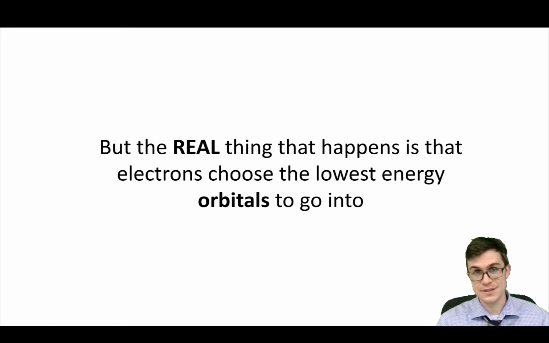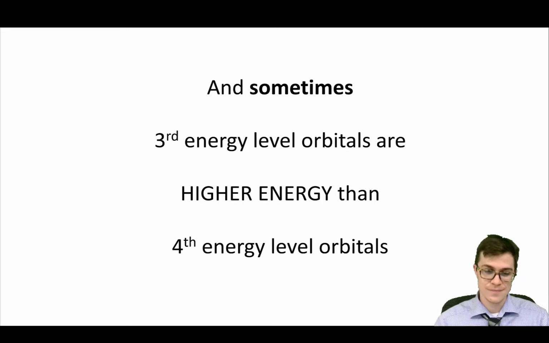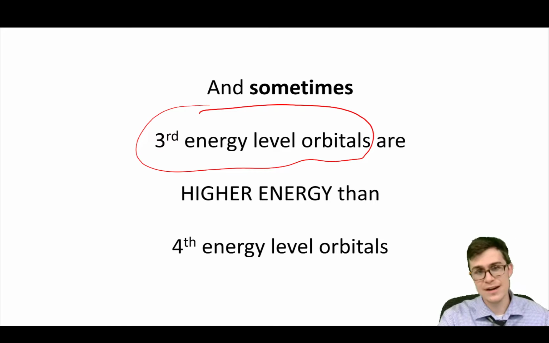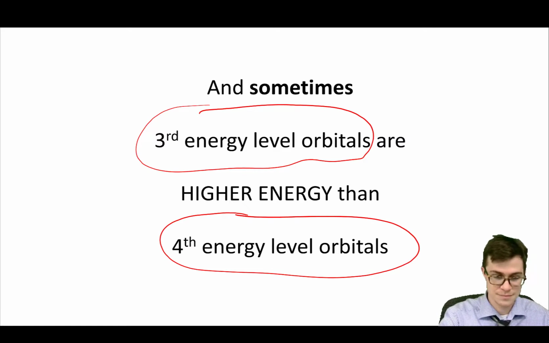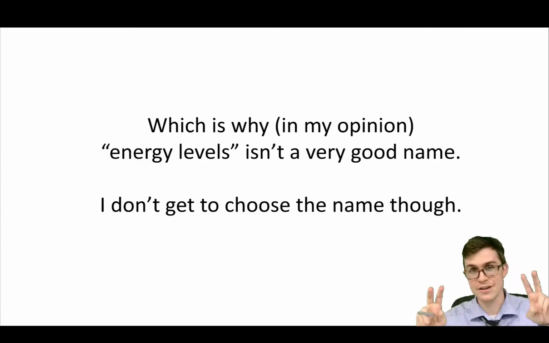But the real thing that happens is not that the electrons find the lowest energy level and fill that. What happens is they find the lowest energy orbital. So which orbital can they occupy with the least amount of energy? And unfortunately, the lowest energy orbital is not always in the lowest energy level. So sometimes, for example, third energy level orbitals might have more energy than a fourth energy level orbital. Which is weird, because 3 is lower than 4, right? This is why, in my opinion, energy levels is not a great name for that first number of the electron configuration symbols, but I don't get to choose the name, I just have to teach the name.